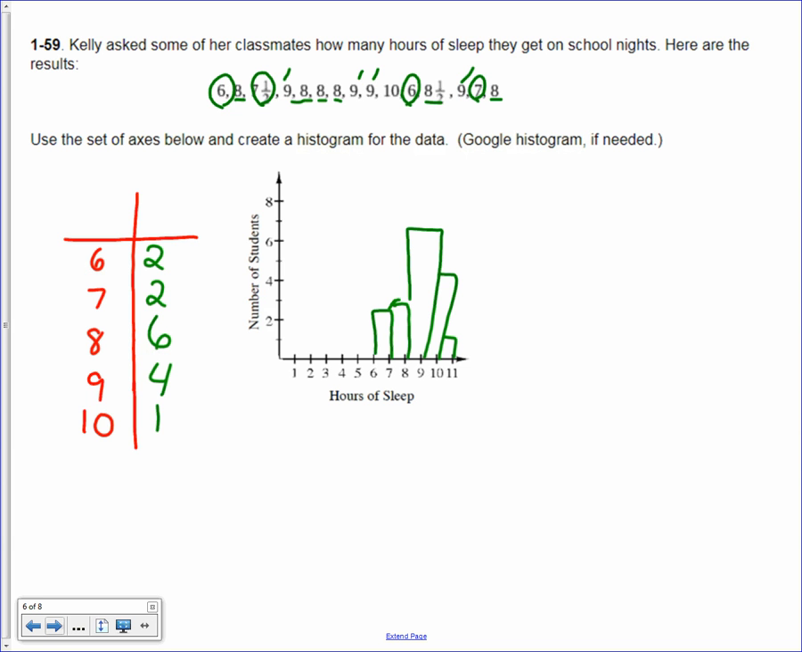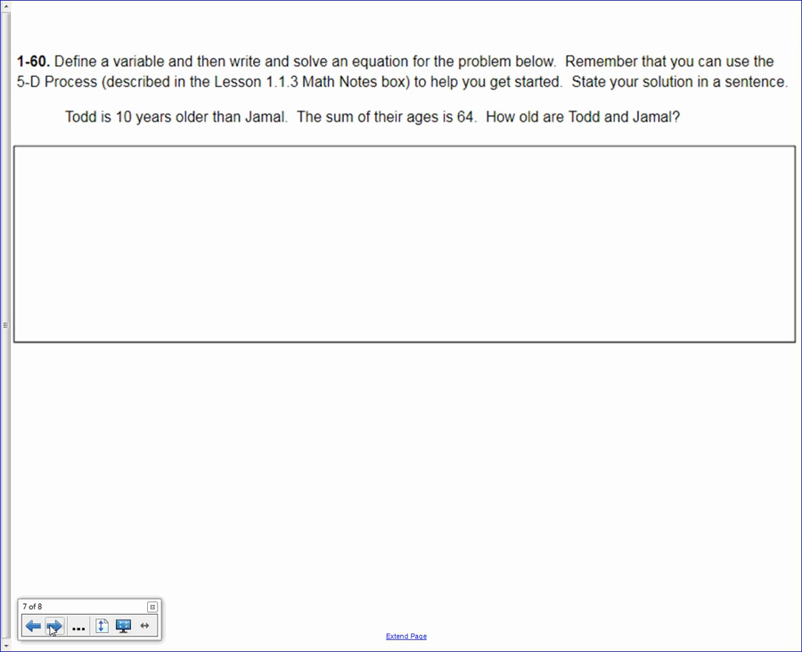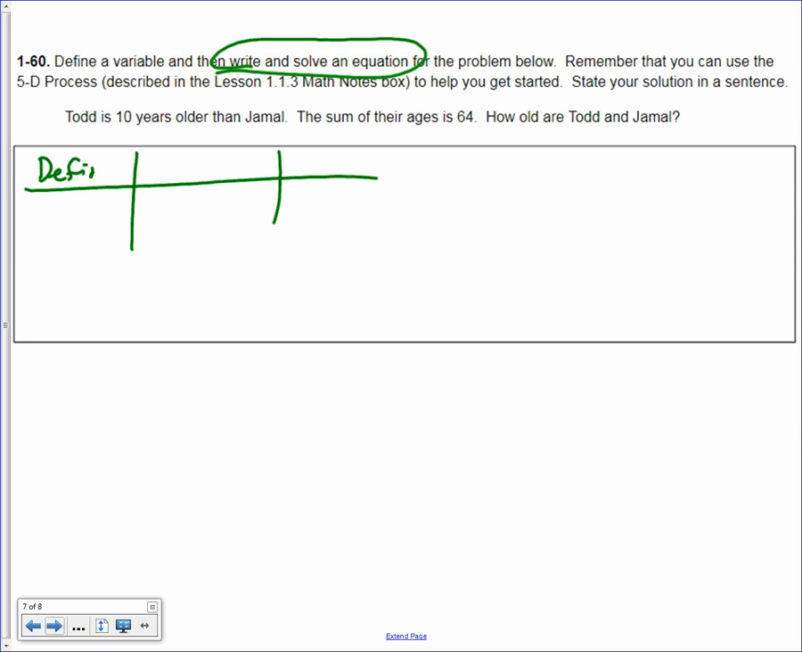Okay. Problem number 60. It says to define a variable. So lots of people, when I'm grading these, are finding the answers, but they're not writing and solving an equation. So you need to make sure that you're doing this part right here, the writing and solving an equation. So you make that table to help you if you have to. Some people do, some people don't. Remember, we're going to define, we're going to do, and we're going to decide.